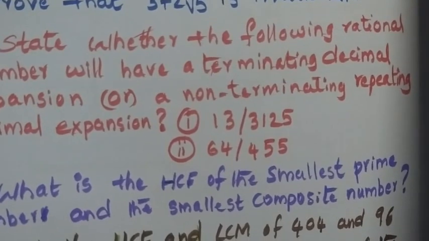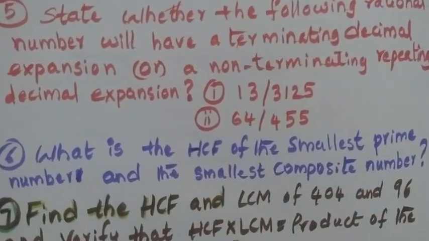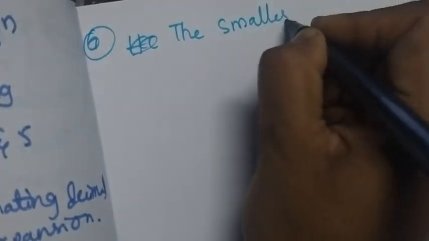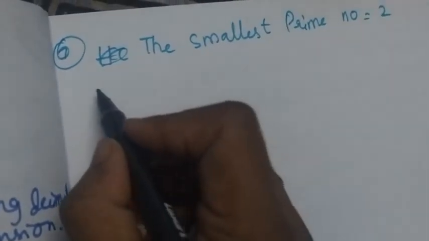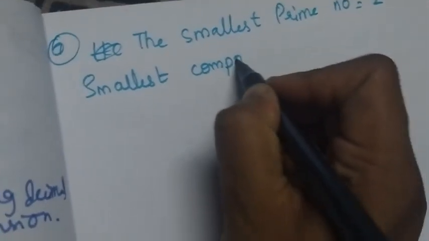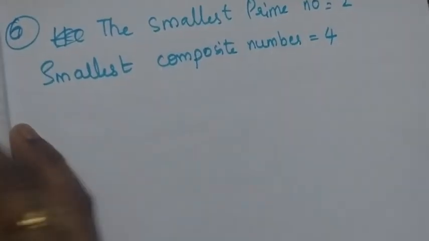Okay, what is the HCF of the smallest prime number and the smallest composite number? Here we can easily do it. The smallest prime number is 2, children, and the smallest composite number we have to write here. This can come under PYQs also, children.